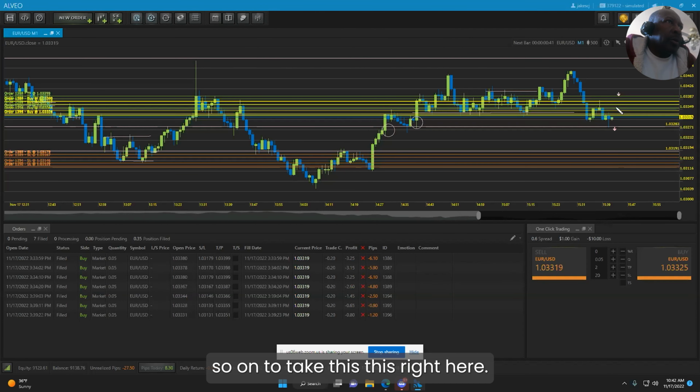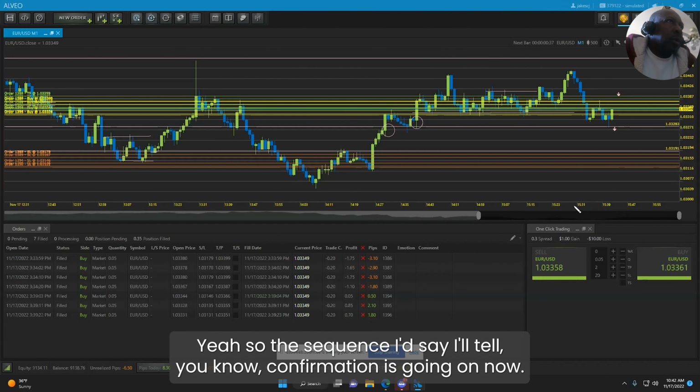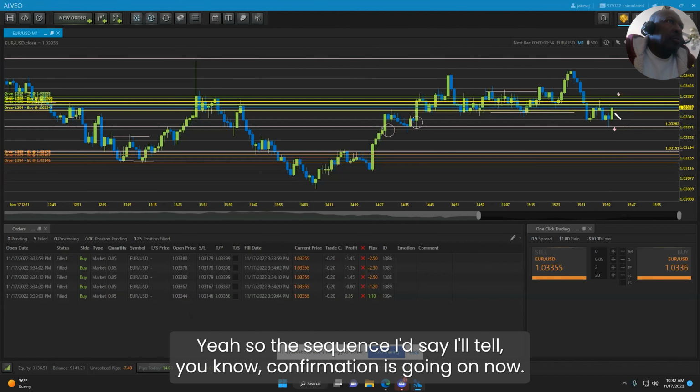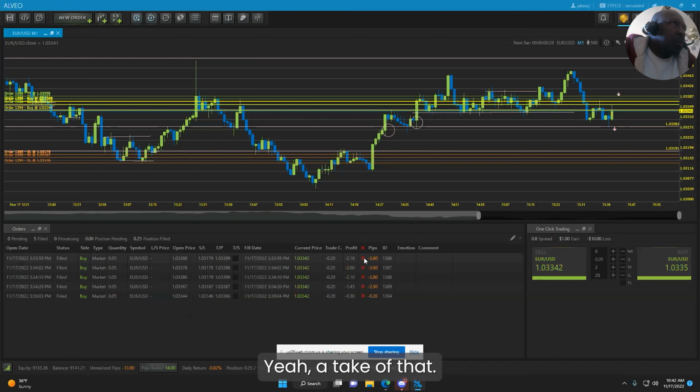So I want to take out these. There's a good little pop up right there. Hold it until you get confirmation that it's going to turn. Now it's kind of stalling. I take off that one.